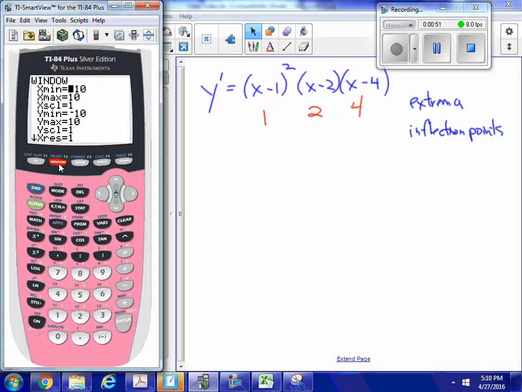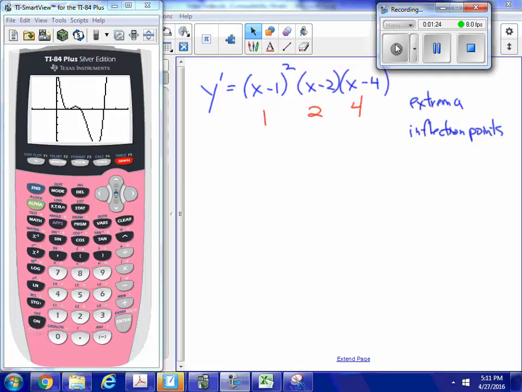Window, and I'll make my x minimum -2, and I'll make my x maximum 6, just getting a little bit of space there. And I'm going to make my y values, I want to zoom in on that a little bit. So I want to look at my y's, say from -4 to 4, and see what that looks like. So I'm going to graph it. Okay, so I can kind of see that I do have zeros here at 1, 2, and 4.